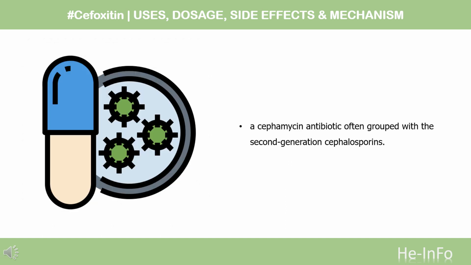Pharmacodynamics. Cefoxitin is a cefamycin antibiotic often grouped with the second-generation cephalosporins. It is active against a broad range of gram-negative bacteria, including anaerobes. The methoxy group in the 7-alpha position provides cefoxitin with a high degree of stability in the presence of beta-lactamases, both penicillinases and cephalosporinases, of gram-negative bacteria.